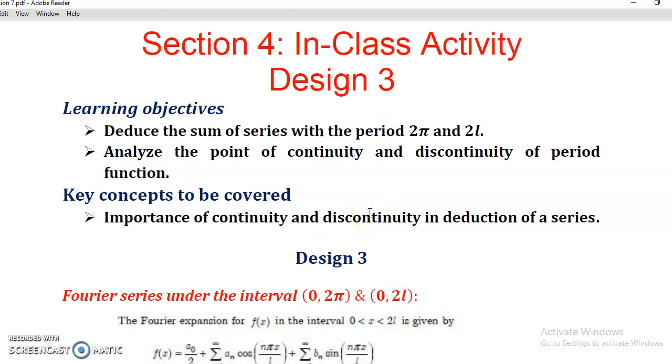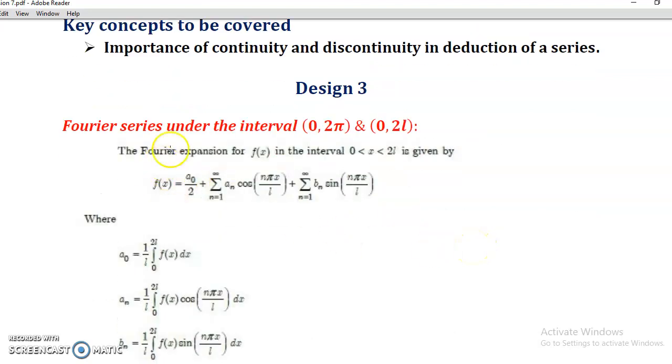The learning objective for design number 3 is that you can deduce the sum of series with the period 2 pi and 2l. You can analyze the points of continuity and discontinuity of a periodic function. Key concept to be covered: the importance of continuity and discontinuity in deduction of a series. So design 3 covers the intervals 0 to 2 pi and 0 to 2l. Now just have a small glance.